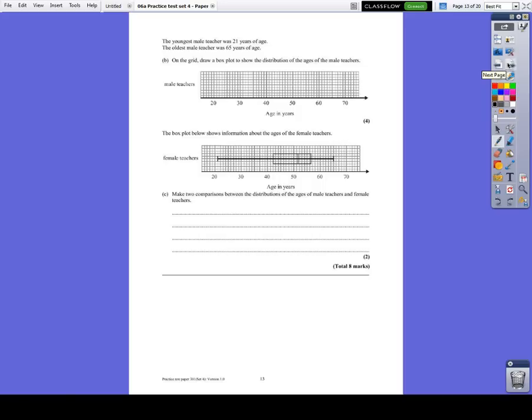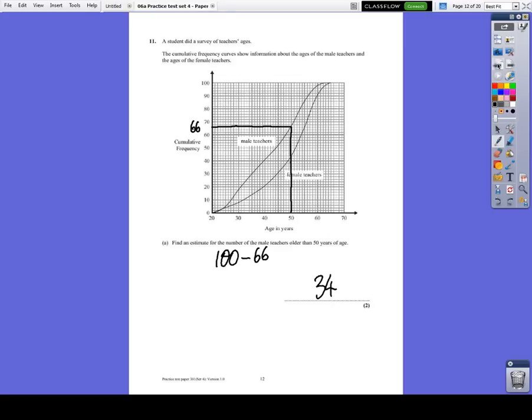Now, to do a box plot, we need the lowest and highest ages, which we've just got, but we also need the lower quartile, median, and upper quartile. So if we go back to the graph, there are 100 teachers here, so if we do a quarter of that to get the lower quartile, that's at 25, and we read down. So the lower quartile, we can see, is 33. The median will be at 50, because a half of 100 is 50. And we read down, that gives us 44.